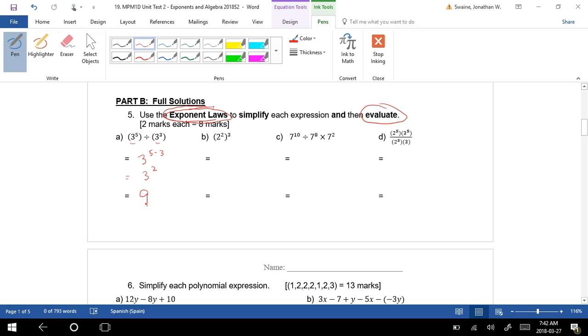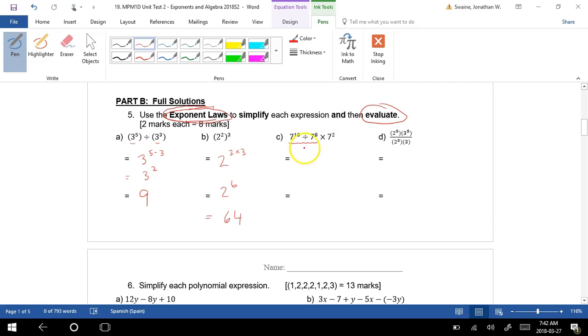So it's 9. This one, I have power of a power, 2 to the power of 2, all to the power of 3. That means I'm going to take 2 and the exponents are going to multiply. So I've got 2 times 3, that's 2 to the power of 6, which is the same as 64 when I evaluate. Next one, if I go in order and do BEDMAS, I have to do the division first.